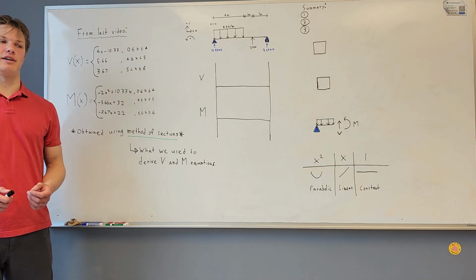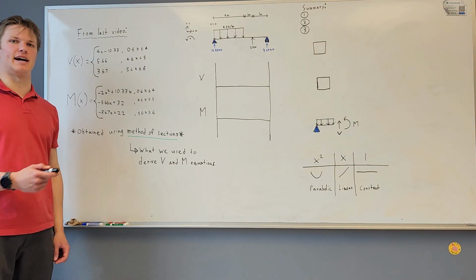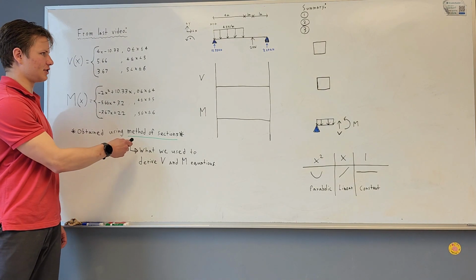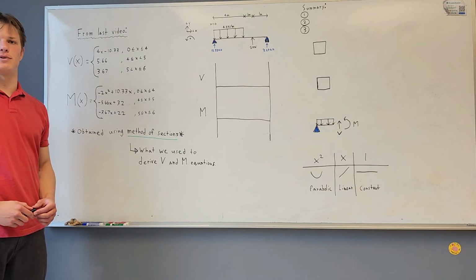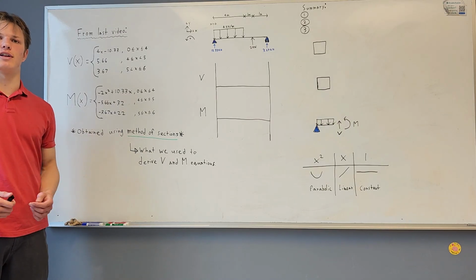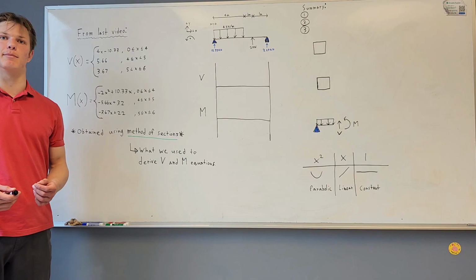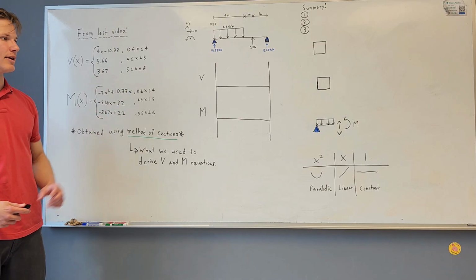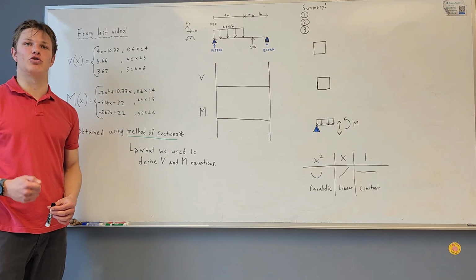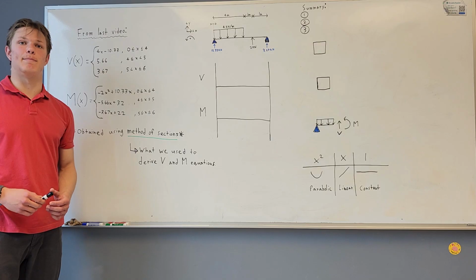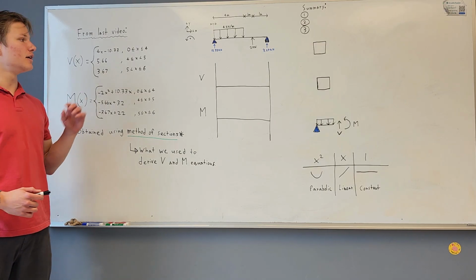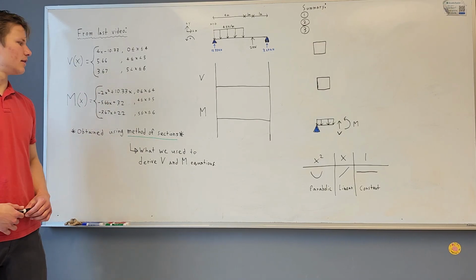Today, we will be learning how to draw shear and bending moment diagrams using the method of sections. Drawing these diagrams is important because they allow us to visualize the internal shear and bending moment acting along our beam. And this can allow us to identify critical design points, such as the maximum or the minimum shear and bending moment within our beam.